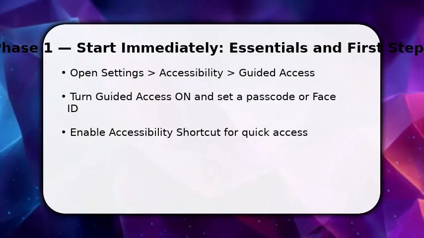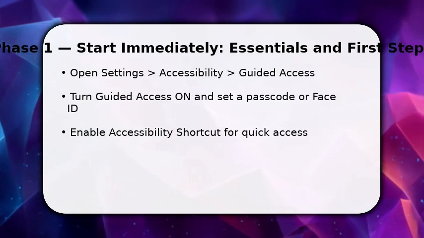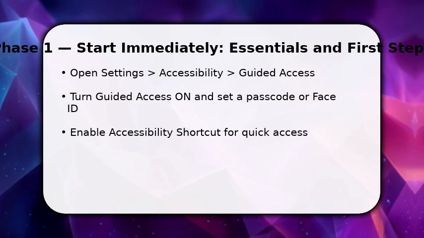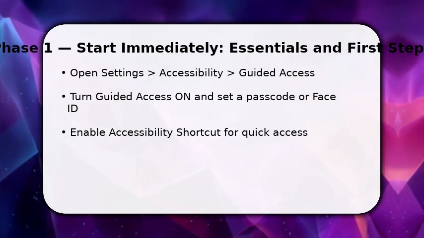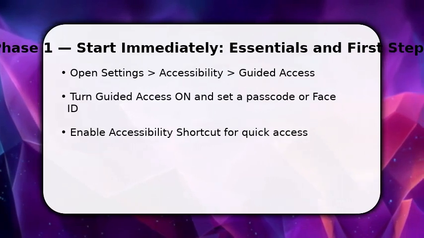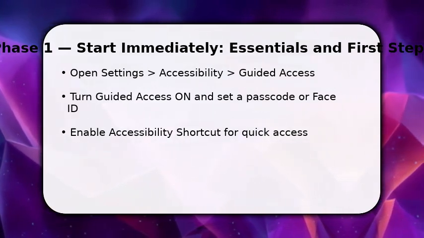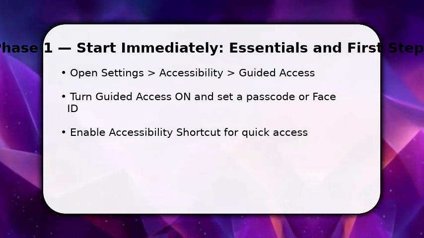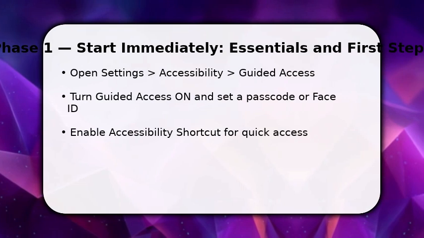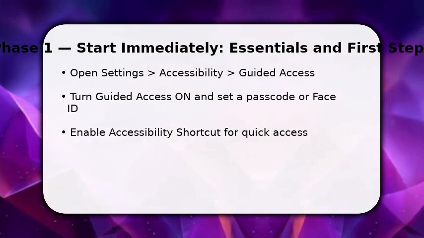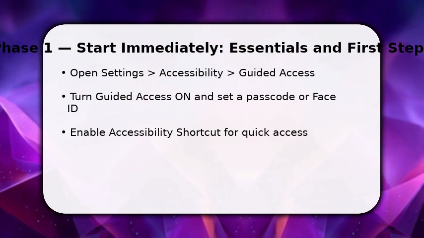You start by enabling guided access so the phone can lock to one app. This prevents accidental exits. Open Settings, tap Accessibility, then Guided Access, turn it on. Next, set a passcode that you'll remember or enable Face ID for quick recovery. This secures the session. Lastly, add guided access to the accessibility shortcut so you can triple-click the side button to activate it fast. Once these prerequisites are complete, you're ready to launch the app you want to confine.